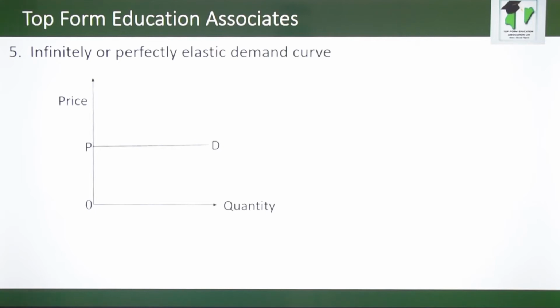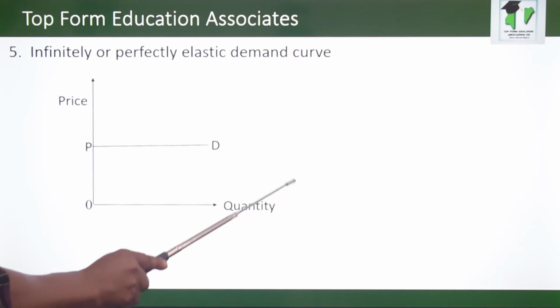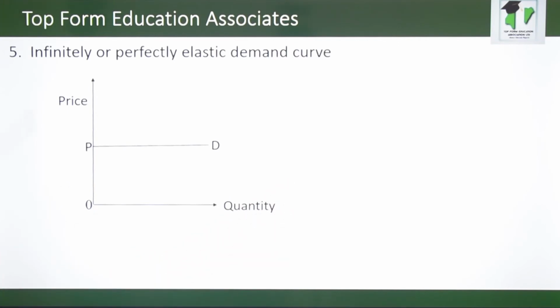We also have other reasons for abnormal demand. One is the infinitely or perfectly elastic demand curve. Look at the demand curve. Demand is said to be perfectly elastic when the demand curve is horizontal. You can see on the vertical axis we have the price. On the horizontal axis we have quantity demanded. And then the price is equivalent to the demand curve, which is horizontal.